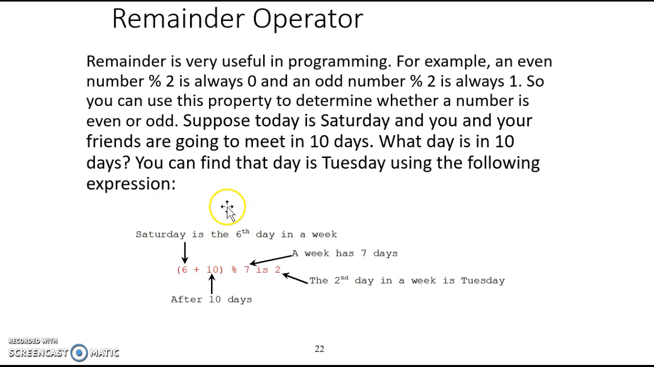This is just an example. Think about it: if today is Saturday, after 10 days, which day is it? We can do this by taking 6 for today plus 10, since 10 is after 10 days. Here we use mod, the remainder by 7, which equals 2. So 2 means Tuesday. So this is very useful.